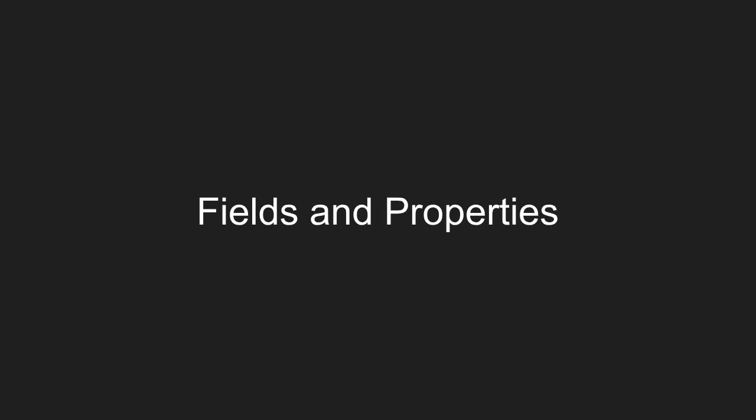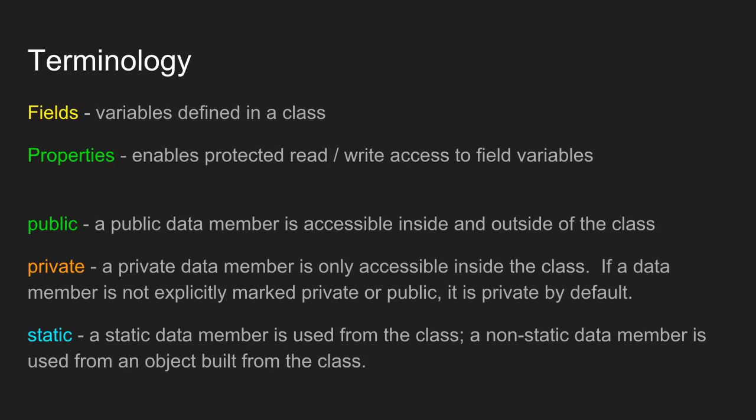In this video, we will discuss fields and properties, data members of a C# class. Let's review some terminology here. When we are talking about a class, when we refer to a field, we are talking about a variable defined in a class. So a field is just a variable that is defined inside the class code block. A property looks similar to a variable, but a property is a data member that allows protected read-write access to a field variable. And we will see this in action in a couple minutes.